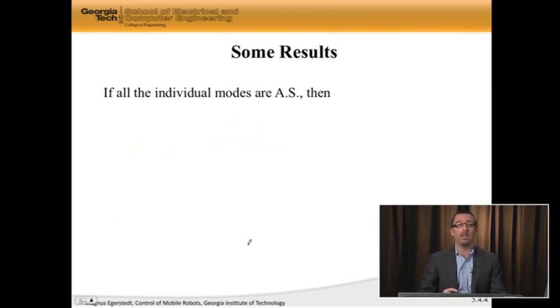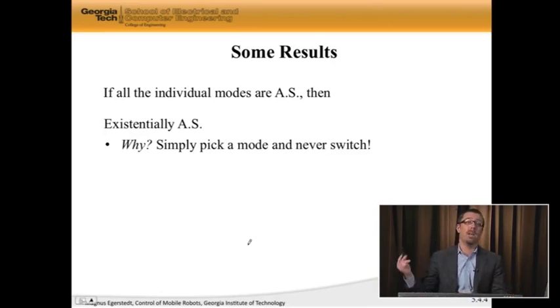So here are some results. Let's say that I have a hybrid system where all the individual modes are asymptotically stable. Well, then, can we guarantee that it is at least existentially stable? Clearly we can, because what we do is we don't switch. If I design a switch signal that just picks one mode and stays with that forever and ever, we're never switching, and all the individual modes are asymptotically stable. So if all the modes are asymptotically stable, we never switch, and voila, we do have an existentially stable system.